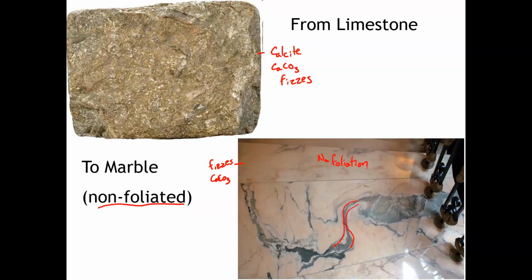So we tend to think of marble as a metamorphic rock that is non-foliated. It too can form at low, intermediate, or high grades, and it starts out as limestone. So limestone is the parent rock of marble.